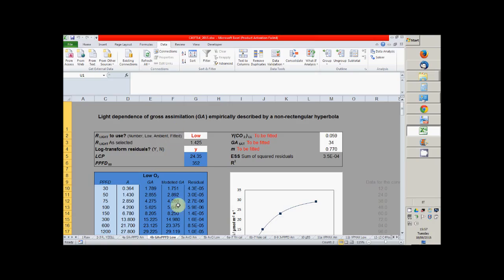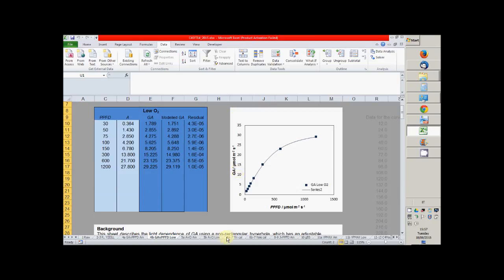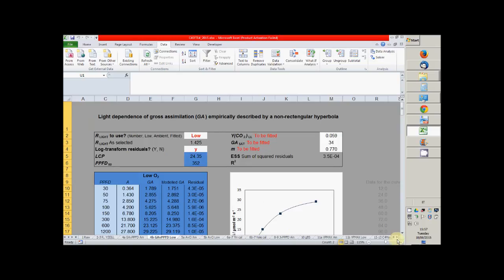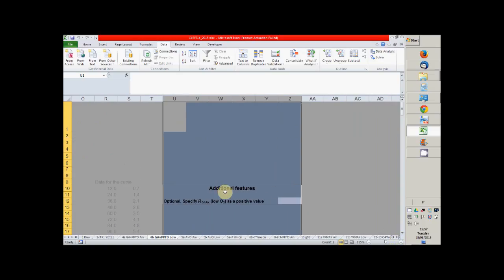Sheet 4b is identical to sheet 4a, apart from the fact that here low oxygen light curves are modeled. The additional features are the same and allow you to specify a value for respiration in the dark.